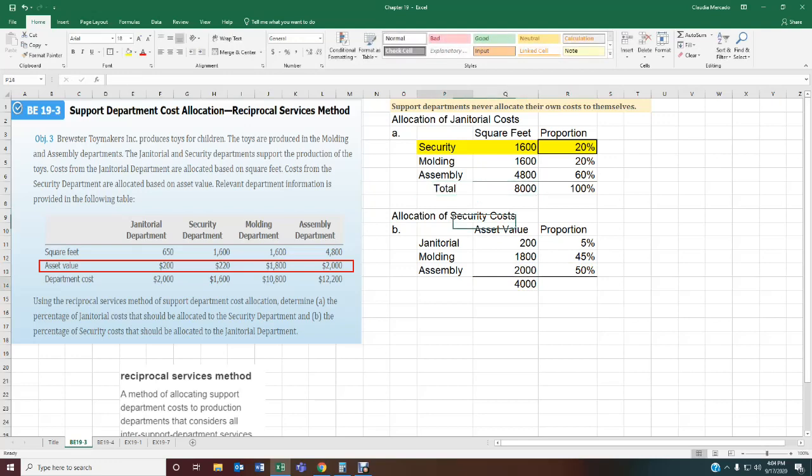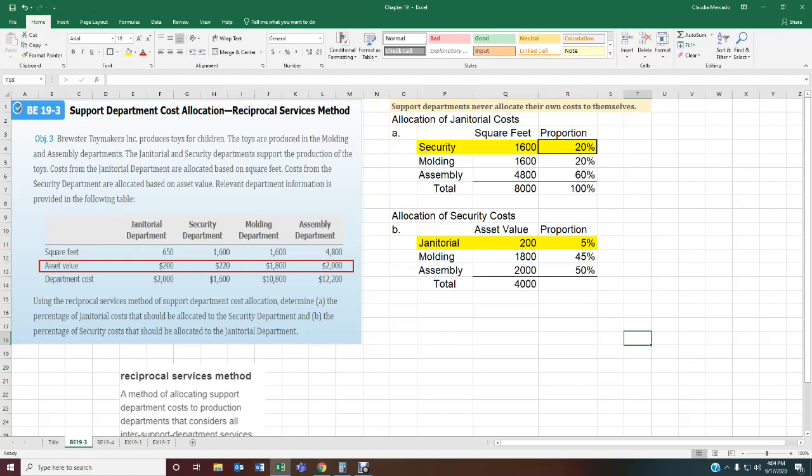Just put here total that way. Okay. So, what are they asking us in letter B? What is the percentage of security costs that we're going to allocate to the janitorial department? Well, they're asking us how much we are going to allocate to the janitorial department. We're going to allocate 5% of my cost to the janitorial department.